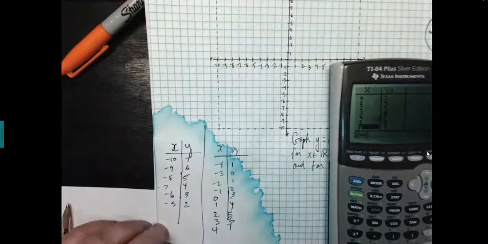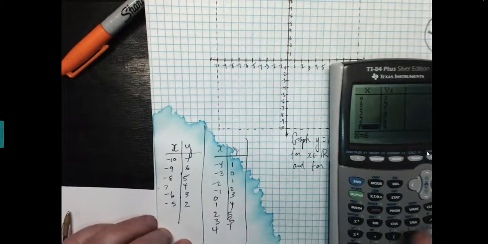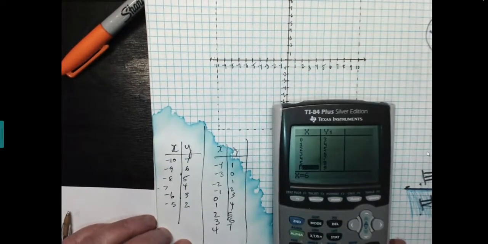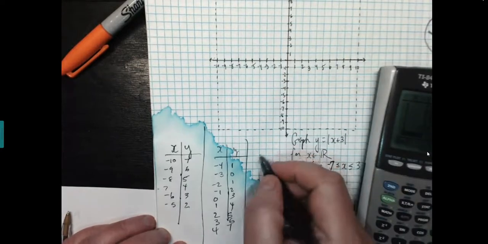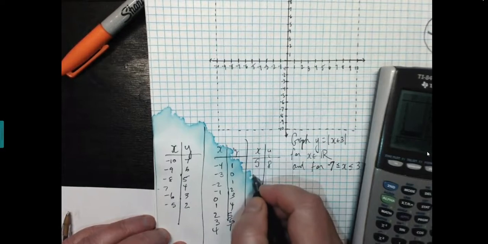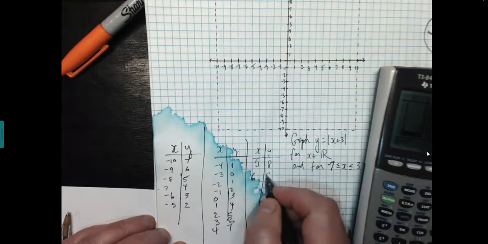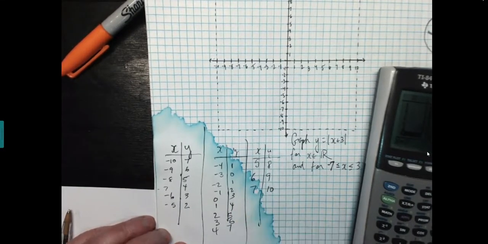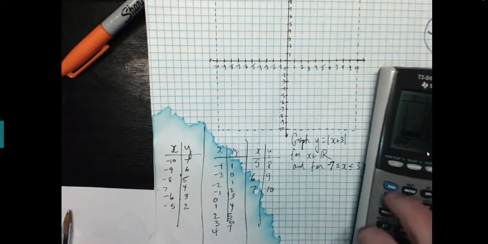I'm just getting out of the scope of the camera. And then we've got 5, 8, 6, 9, and 7, 10. Okay, so that gives me a whole bunch of points to work with.